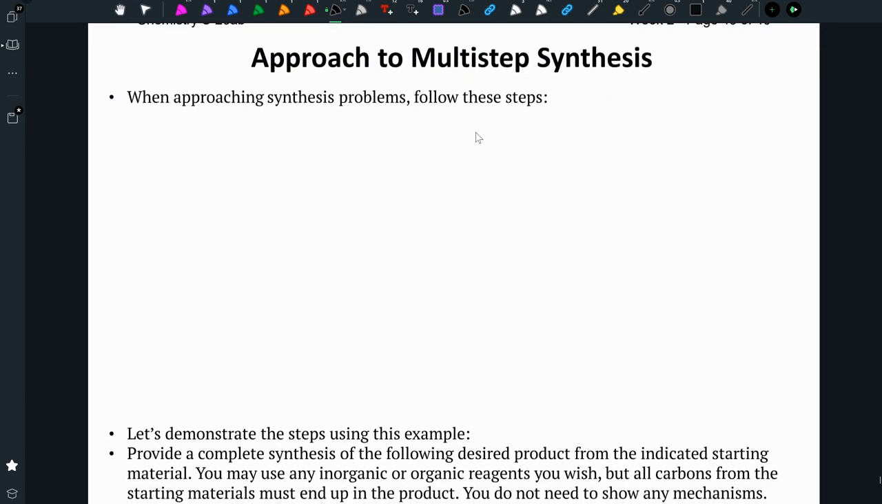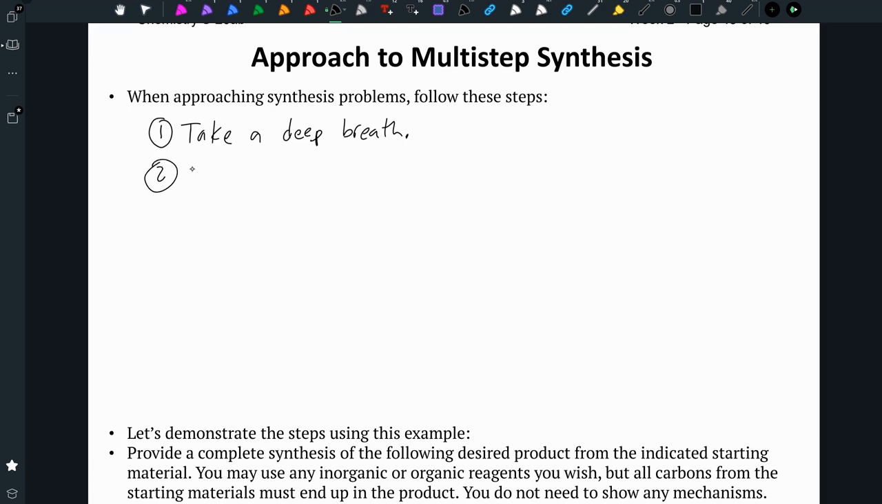So I want you to follow a specific process when you approach these problems. First of all, take a deep breath. I used to work with a professor who would say, step one, don't panic, but that's starting with a negative. I like to start with a positive. So take a deep breath, okay? Even when you're looking at unfamiliar molecules, it might seem overwhelming at first. Take a breath, reassure yourself.